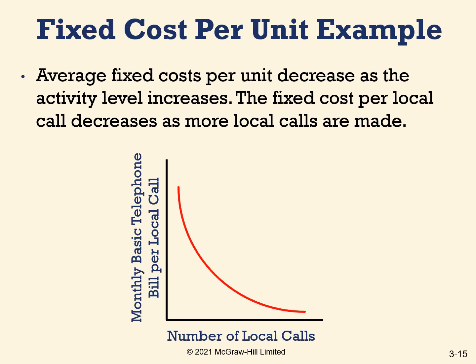On the other hand, for our fixed cost per unit, the average fixed cost per unit decreases as the activity level increases. So again, the fixed cost per local call decreases as more local calls are made. So like we said, if we're paying $100 per month and we make one call, well, that one call cost us $100. But if we end up making 4 calls, then each call on a cost per unit basis is worth $25. So the more activity we have for a fixed cost, the cost per unit is going to go down.